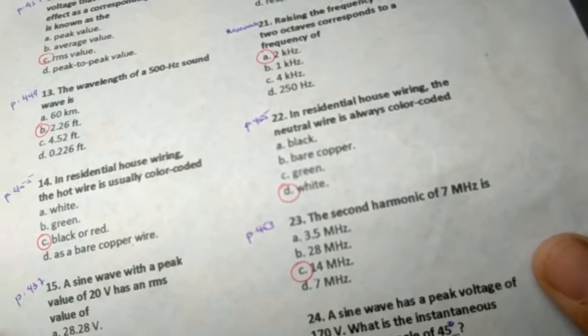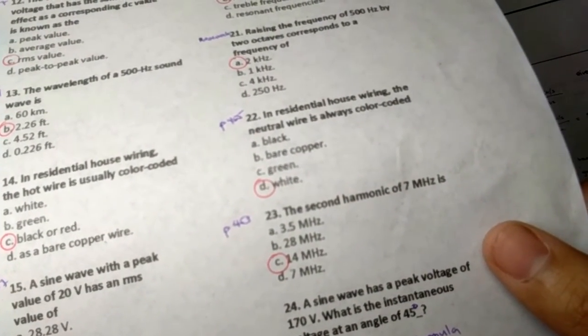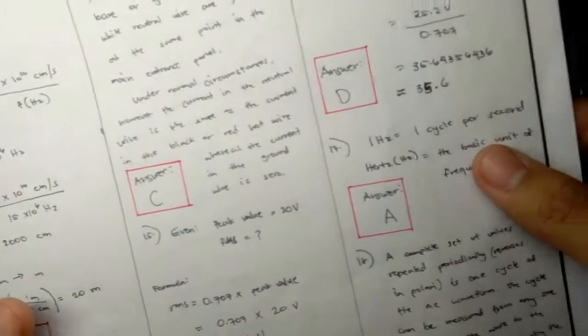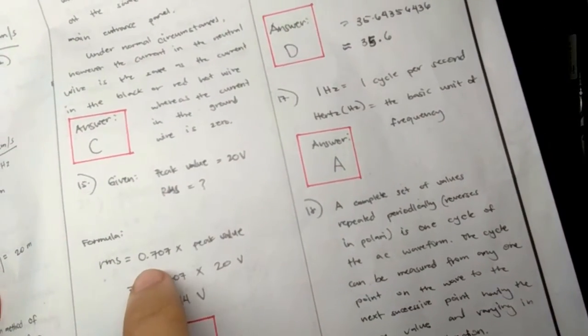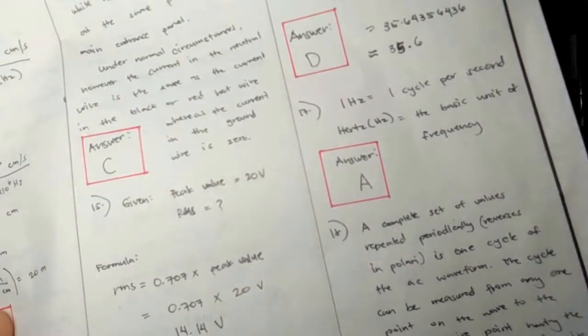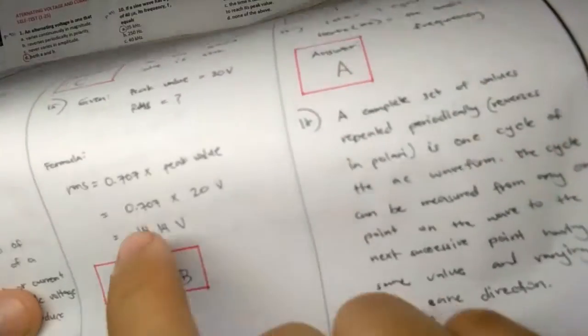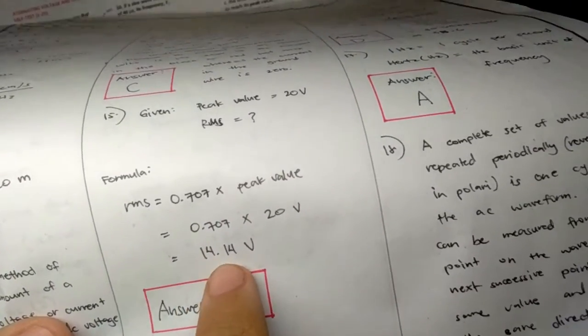Number 15, a sine wave with a peak value of 20 volts has a root mean square value of blank. We will use the formula RMS is equal to 0.707 times the peak value. Then, 0.707 times 20 volts is equal to 14.14 volts.